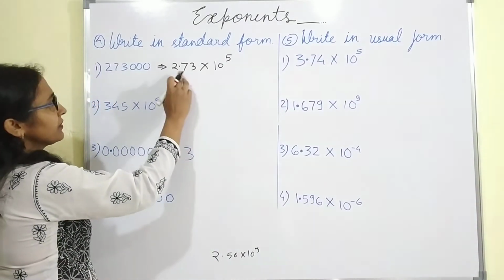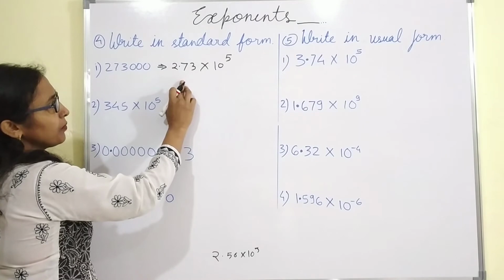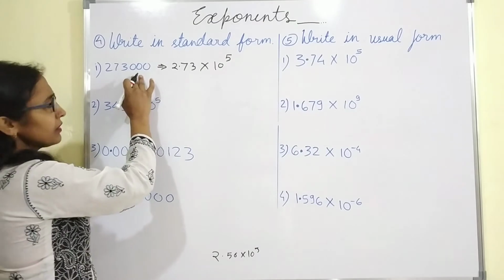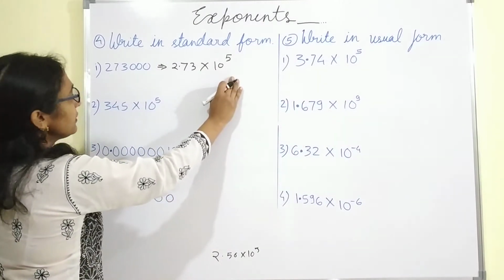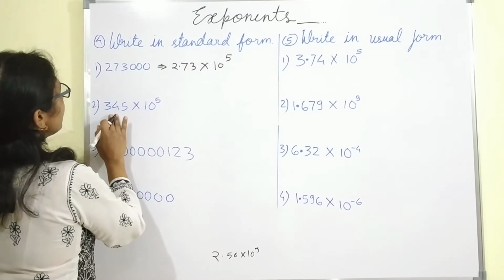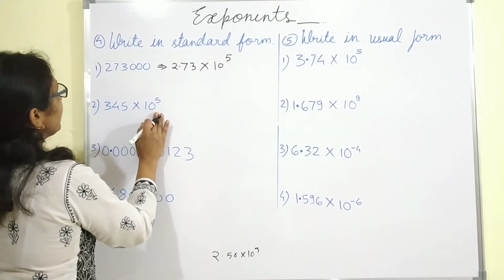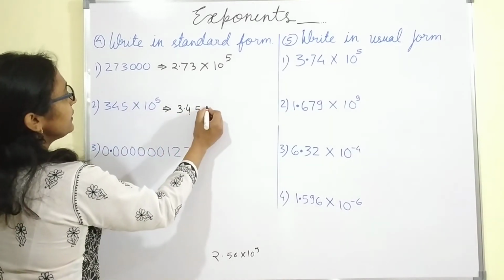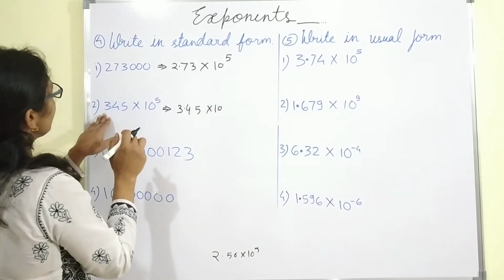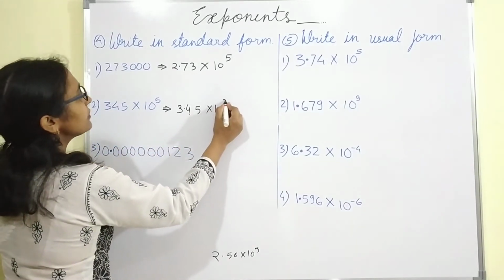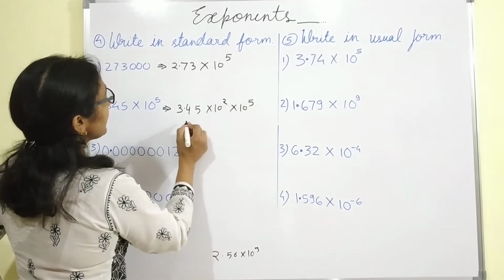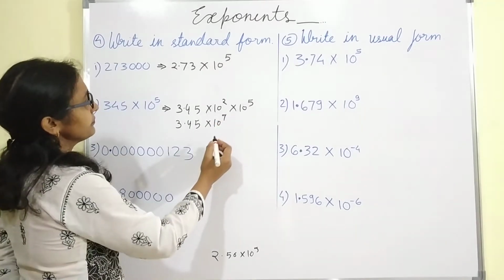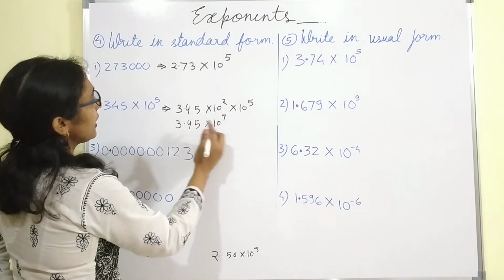If you solve it, 2 zeros will come in the denominator and 2 zeros will be cancelled with this. So 3 zeros will come. So no need to solve, you have to write only this answer. In this also, 345 into 10 to the power 5. So it will become 3.45 into 10 to the power... I can write 345 as 3.45 into 10 to the power 2 into 10 to the power 5. So 3.45 into 10 to the power 7. Okay, it's your answer.